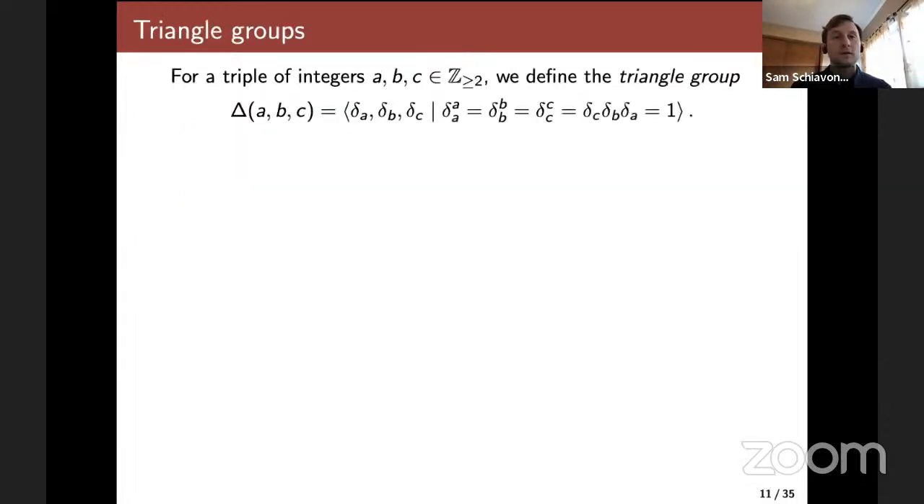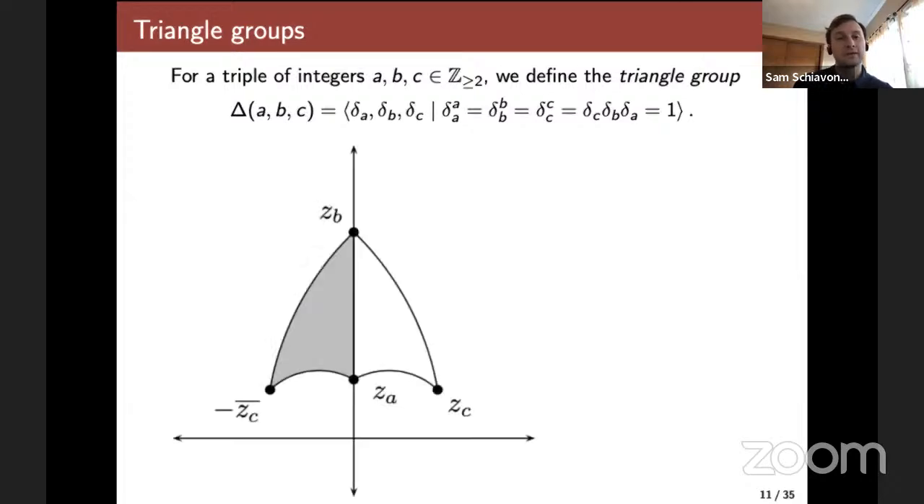The next collection of objects that are important for us are triangle groups. For a triple of integers a, b, and c that are at least 2, we define the triangle group delta(a,b,c) by the following presentation. It's generated by three symbols delta A, B, and C. The first three conditions state that delta A has order a, delta B has order b, and delta C has order c. And finally, that their product is the identity.